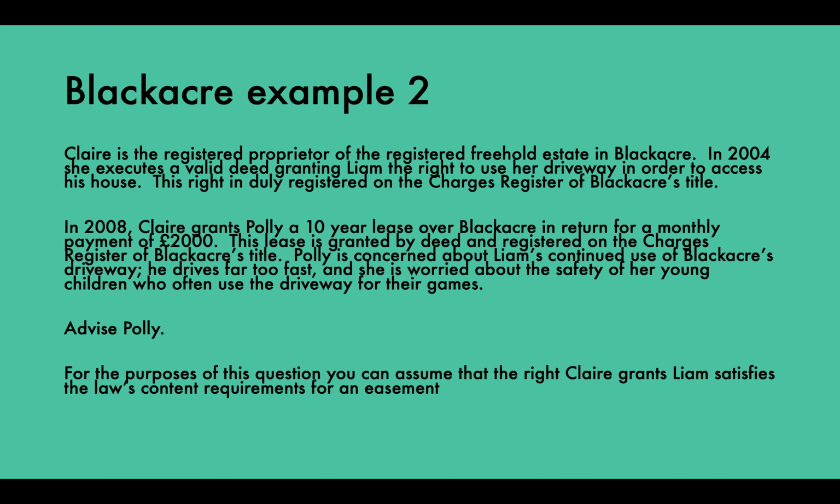So again, we need to ask whether the pre-existing rights in rem have been protected, and this will be simple if we look at Section 29, subsection 2. Okay, so this tells us that the priority of an interest is protected if the interest is subject to a notice on the register. And here we are told that Liam's right has been duly registered on the charges register of Blackacre's title. So by virtue of that registration, its priority has been protected. The easement will bind Polly's subsequent rights in rem, her subsequent 10 year lease, and there's nothing she can do about Liam's continued use of the driveway.